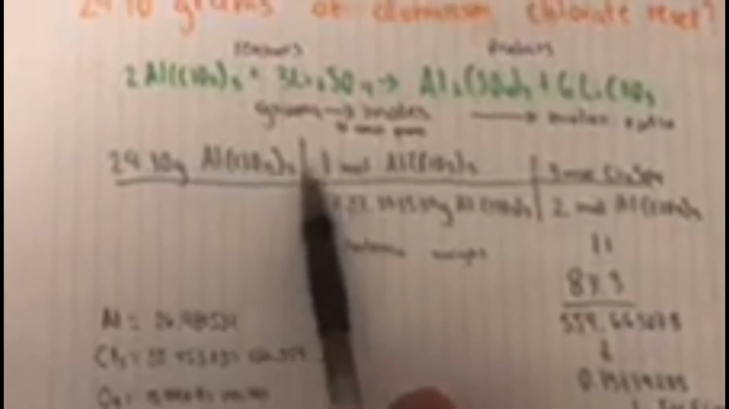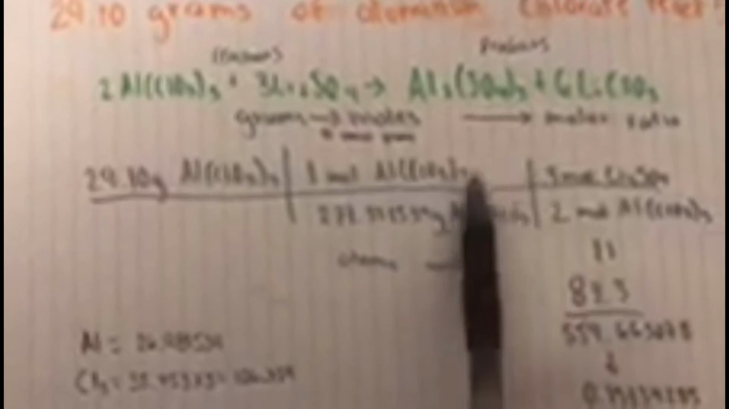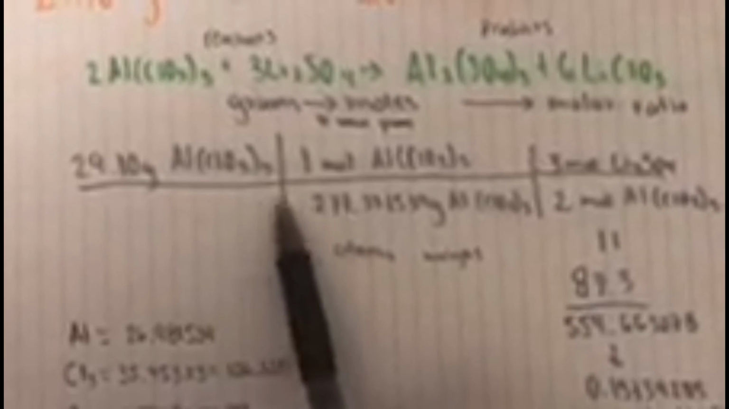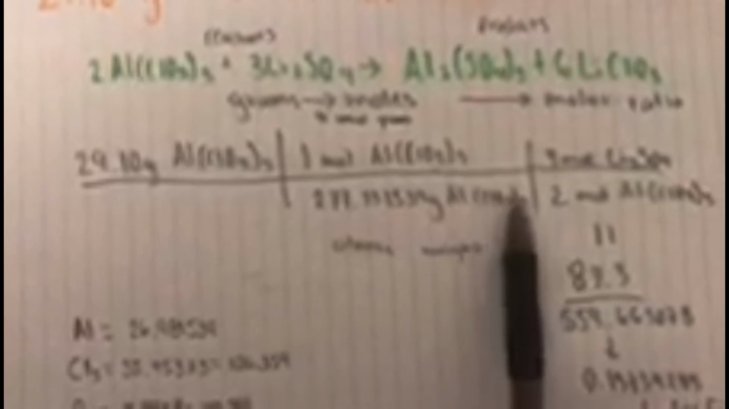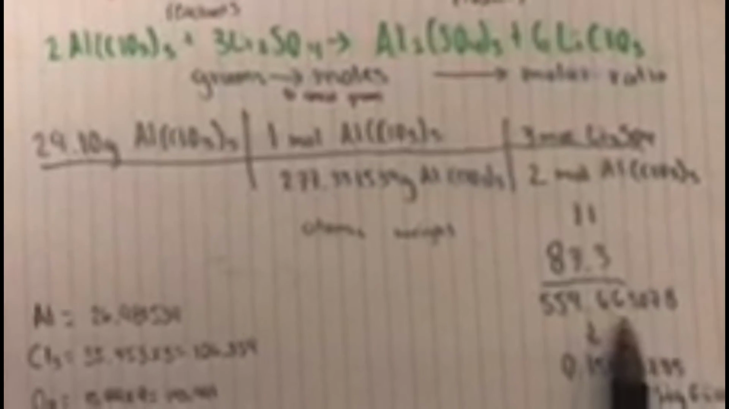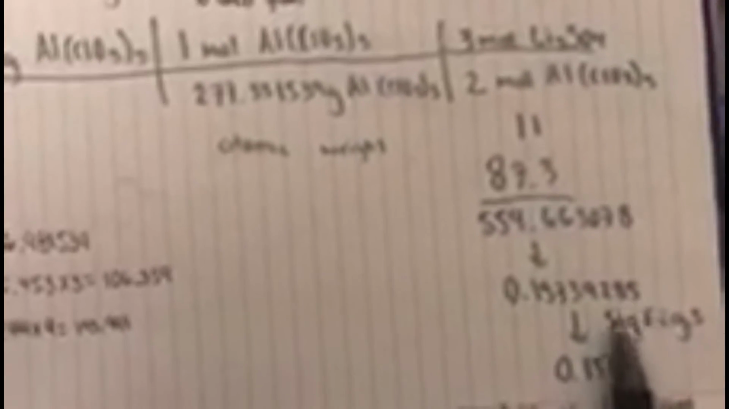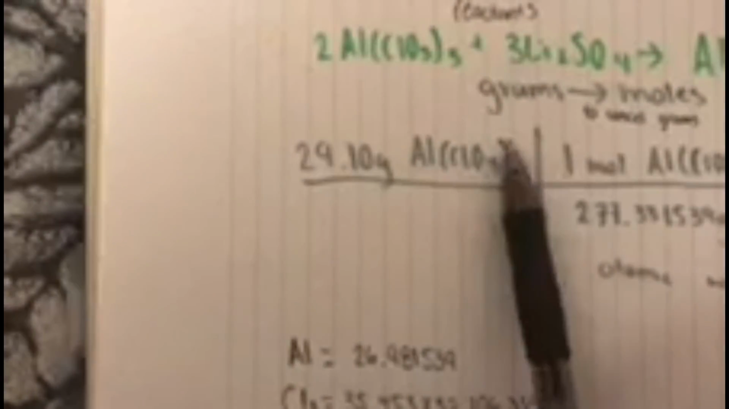Then we're going to use the top of our train track, these numbers, and we're going to multiply them. So we will get 87.3, and we're going to do the same thing with the bottom of the train track. We're going to multiply these two, and we're getting 554.663078, and we're dividing them, which will give us 0.15739285. We're going to have to use sig figs, so we're going back to the beginning, which is 29.10 grams, and there's 4 sig figs. So if we go back down here, we will get 0.1574 as our moles of lithium sulfate. Thank you.